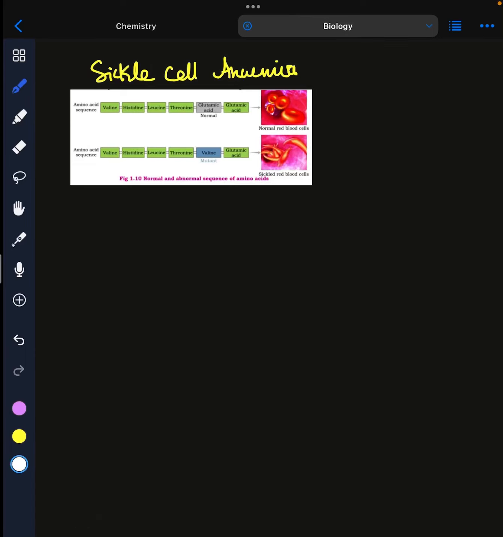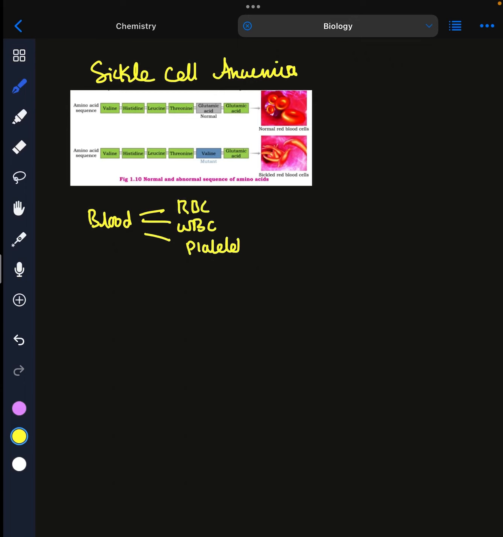Today we're going to discuss sickle cell anemia. So for that we need to understand the structure of hemoglobin and RBC. We know that our blood has three types of cells: RBC, WBC and platelets. RBCs are the cells which are responsible for capturing and carrying oxygen, while WBCs are for defense and platelets are for clotting.